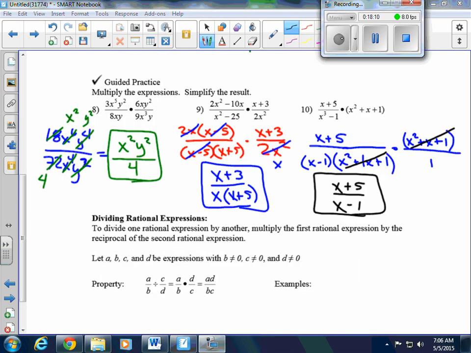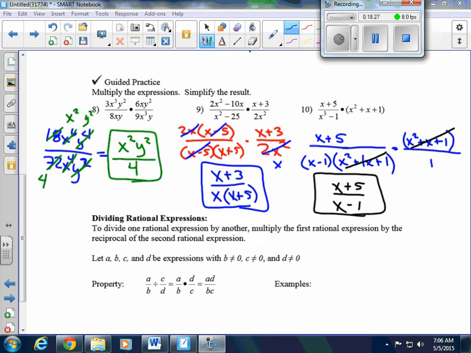So if we look at the guided practice questions for 8, 9, and 10, notice once again, we factored all of these polynomials, then we went through and found what things can we cancel out, what common factors do we have, we simplified them, and so here are the answers.